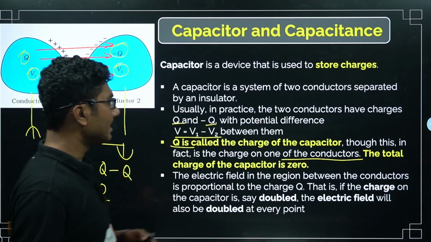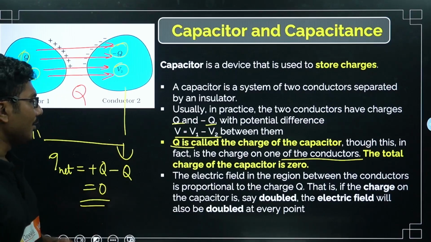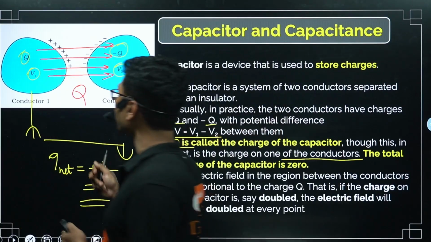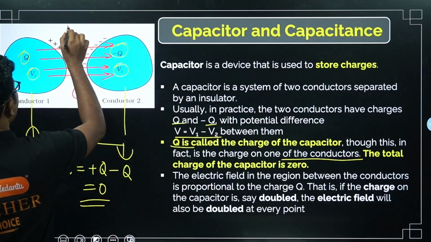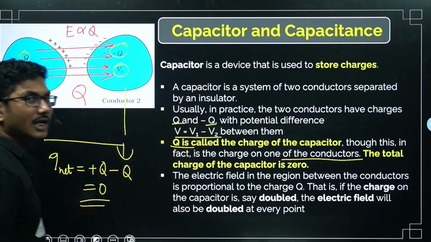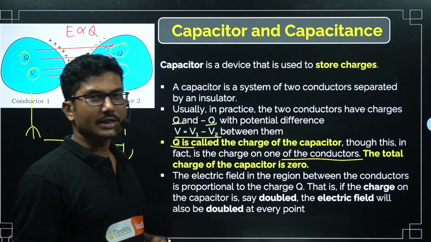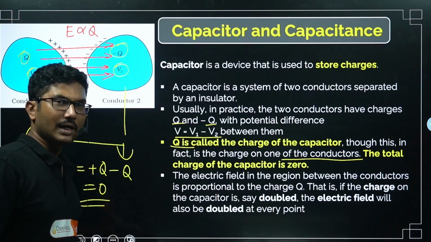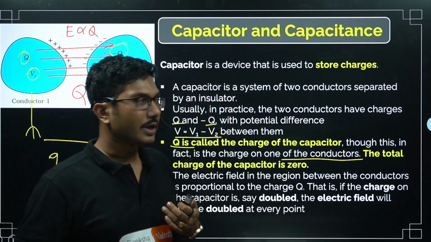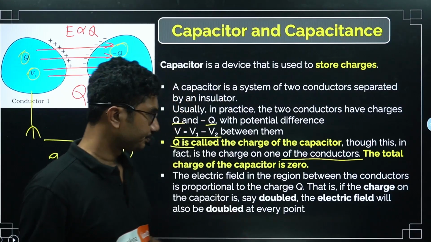If the charge on the capacitor is doubled, the electric field will also be doubled at every point. So the electric field is directly proportional to the charge. If you double the charge on one of the plates, the other one will also double. So if you double the charge, the electric field will also double. You need to remember this: it is not quadrupled. It is only doubled.